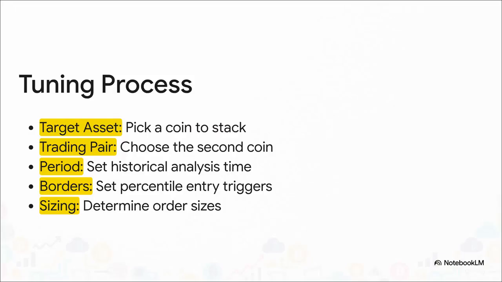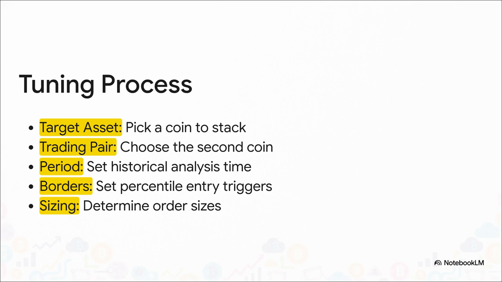So, once your infrastructure is locked down and secure, you enter the tuning phase. And guys, this is where you earn your keep. You choose your target asset, select its pair, and configure the historical analysis period. You have to set your percentile entry borders, basically deciding exactly how far the ratio must stretch before a trade triggers, and finally, size your orders.